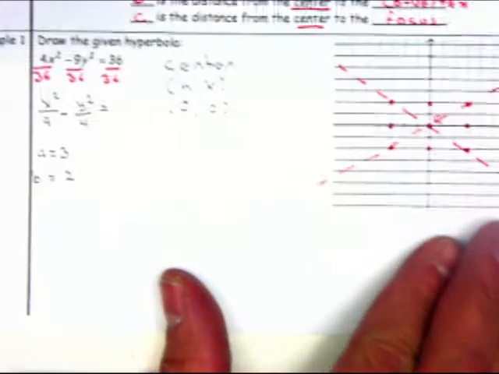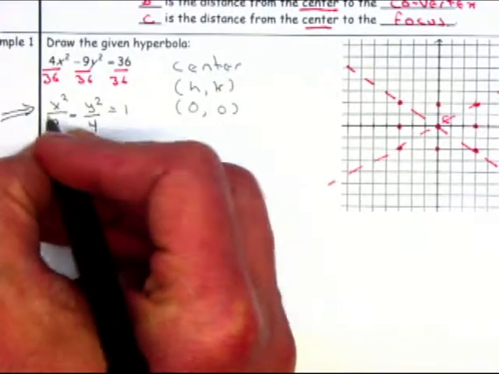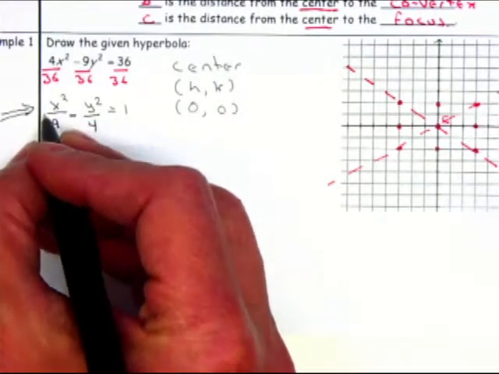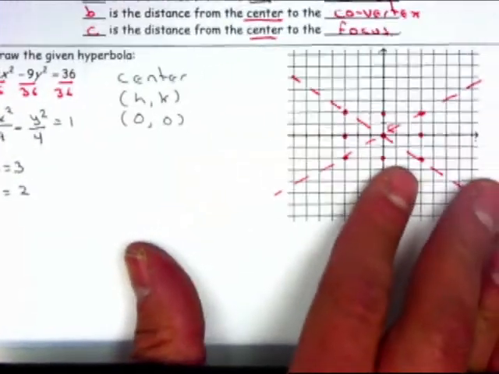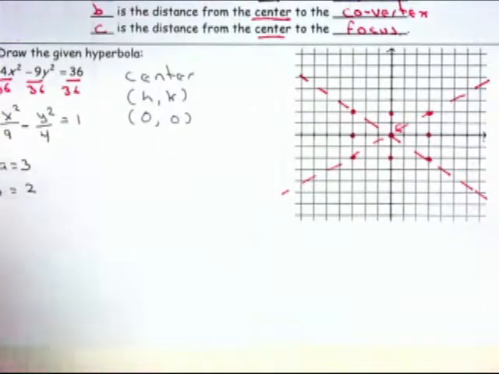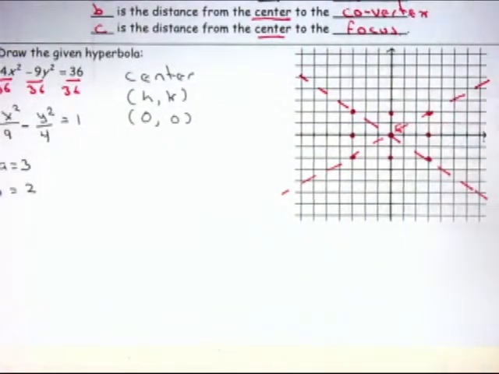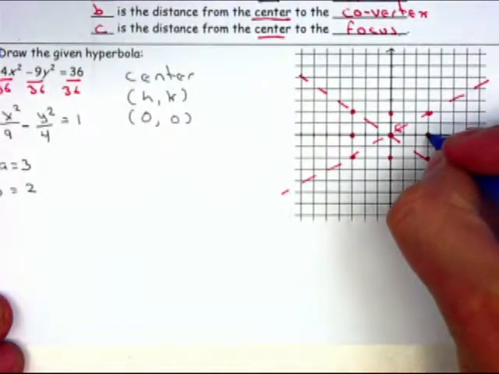Now that I have drawn my asymptotes, I need to be able to decide if my hyperbola will be going sideways or up and down. To determine that, I'm going to look and see which one is positive or which is written first. In this case, that x squared is positive, is the one that's written first. So that means that it's going to be going sideways.